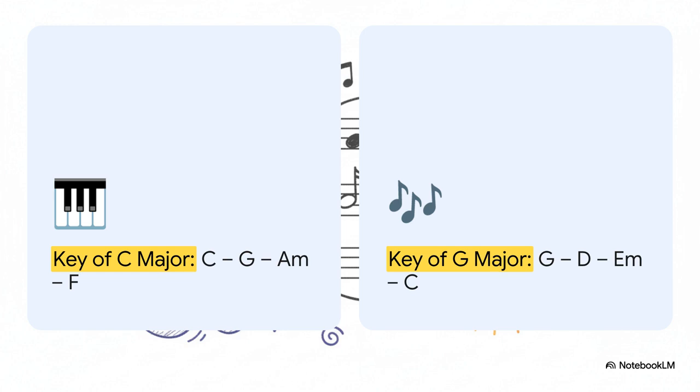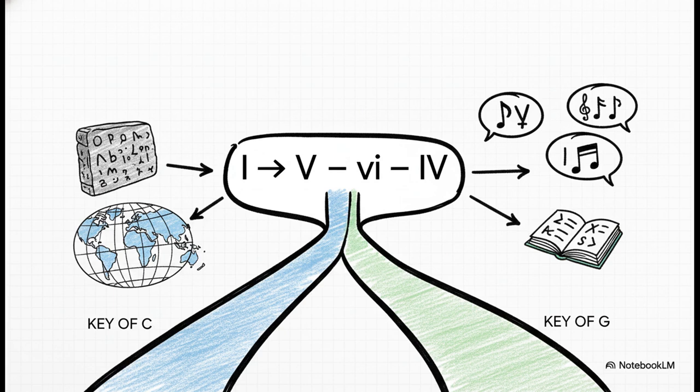The actual notes are completely different. But the story, the journey, it hasn't changed one bit. The relationship between the chords feels exactly the same. And that is the magic of Roman numerals. They're like a universal translator for music. They let us talk about the emotional story of a song, no matter what key it's in.